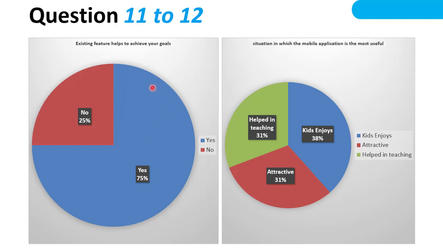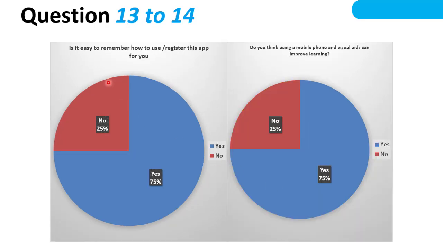After using the mobile application, which is My Preschool Activity app, the situation in which the mobile application is most useful: they said the kids enjoy it 38%, it helped in teaching 31%. They said this mobile application became very attractive, that was 31%. Is it easy to remember how to register this app for you? Most of the people, about 75%, said yes, it's easy, and 25% said no, it's difficult.